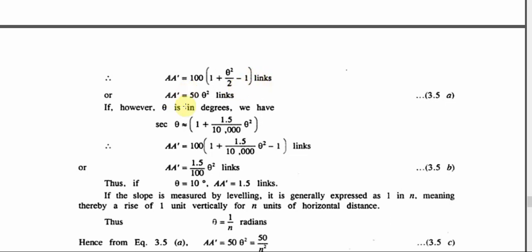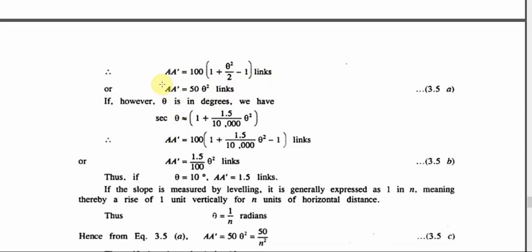So AA dash will be equal to 50 theta. The 1 and 1 will get cancelled. So theta square by 2 into 100 will be 50 theta square. This is the hypotenusal allowance when theta is in radians.